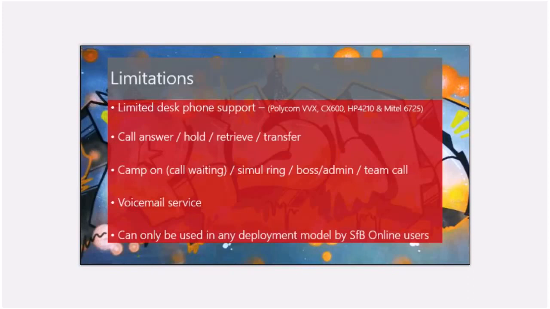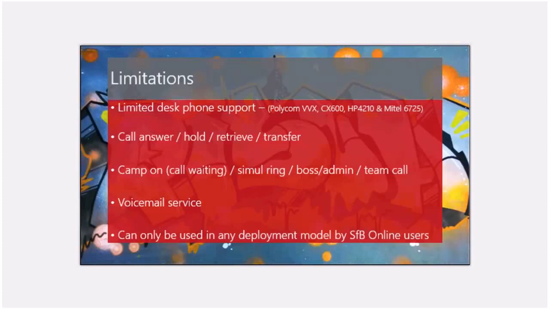So CloudPBX and PSTN calling, there are some limitations currently. As Office 365 evolves, I would assume and think that some of these will be addressed. So in terms of desk phone support, CloudPBX is supported with the Polycom VVX, some of the Lync Phone Edition handsets. So when we look at the Polycom HPs and what was the Aastra, you do need a specific firmware on those handsets, so you need to make sure that they are the latest editions to ensure that those desk phones and handsets can be used.